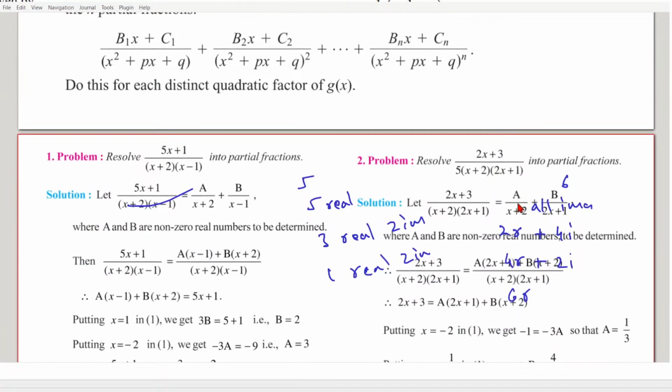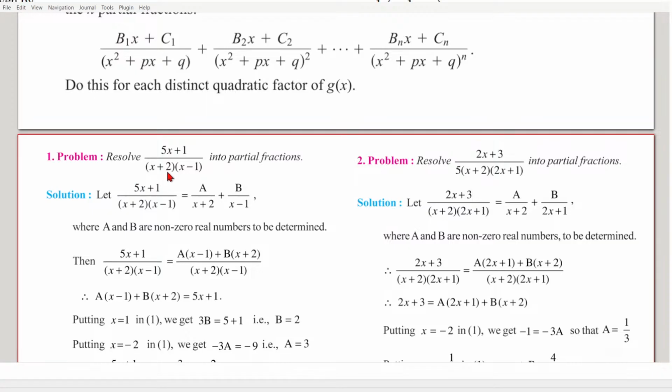Now, whenever this is a proper fraction, the theory is that we should be able to express it in terms of a by x minus alpha plus b by x minus beta, because the denominator has two real, different roots. Here also the denominator has two different real roots, so we should be able to express this in terms of a by x plus 2 and b by 2x plus 1. The roots are real, different, and not repeating.